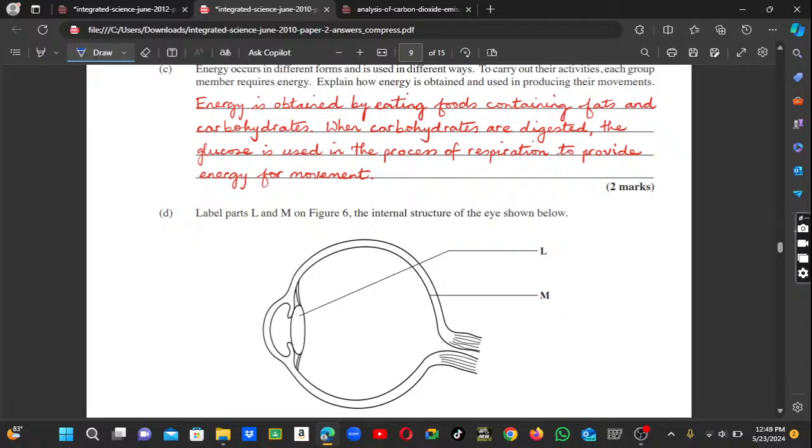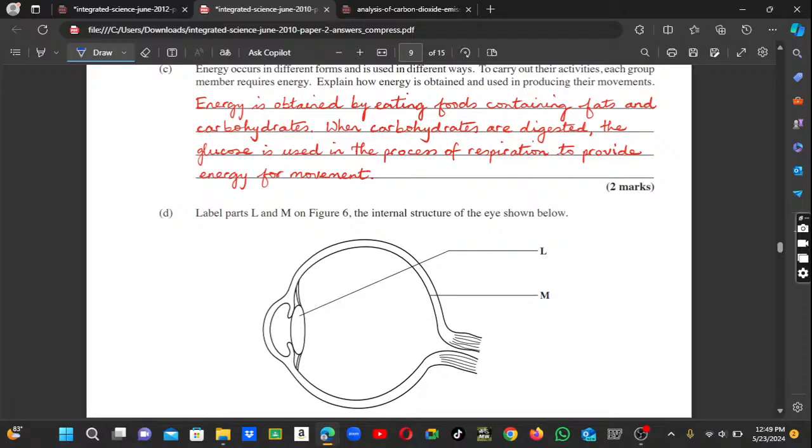We know that energy would be obtained by eating food containing fats and carbohydrate, right? That is where the energy comes in. Because remember, guys, fats can be converted into carbohydrate, and carbohydrate is used for energy. When carbohydrate has been digested, the glucose is used in the process of respiration. So respiration provides the energy for movement.